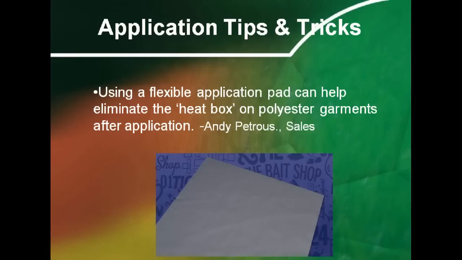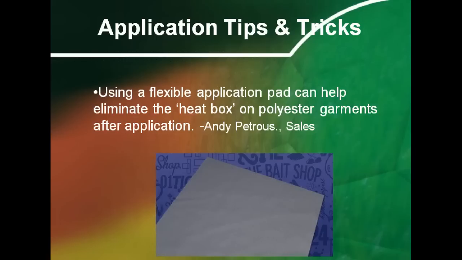Now, since so many uniform jerseys are polyester, and that moisture wicking polyester, right? One thing a lot of my customers have been experiencing is that heat printing box that happens when you're dealing with polyester. And there are a few ways to eliminate it. One of the best ways is to use a flexible application pad that can eliminate that heat box. But keep in mind that the flexible application pad is texturized, so it is going to create a texture on whatever you're heat applying.